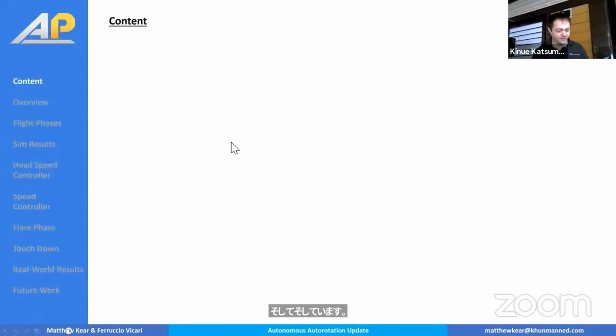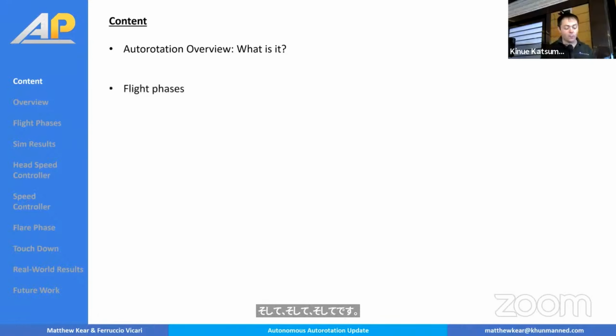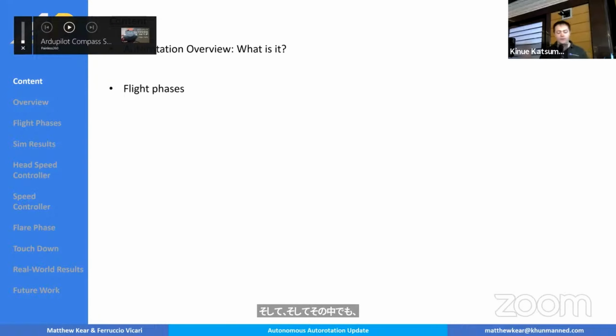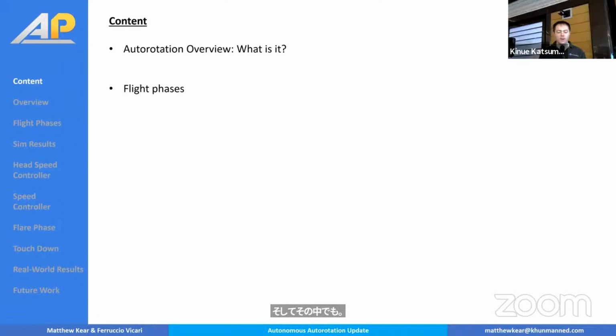So, what are we going to cover? As already identified, Trad Heli is not the most widely used firmware within the ArduPilot ecosystem, so many people may not be aware of what an autorotation is. So I'm going to give a quick overview and explain what it is. In the flight mode itself, we've broken the flight phases down into a number of partitions. So we're going to explain what that is and go through that.